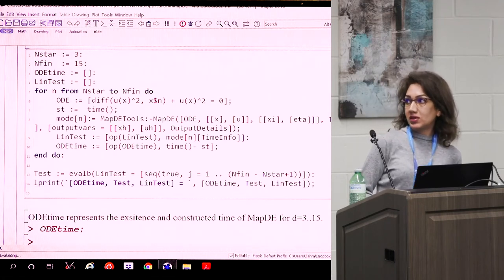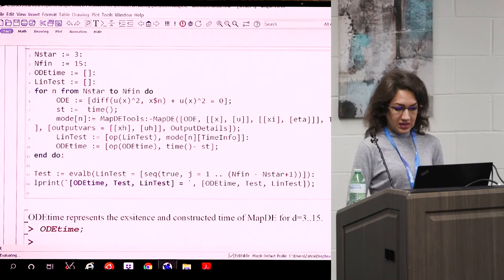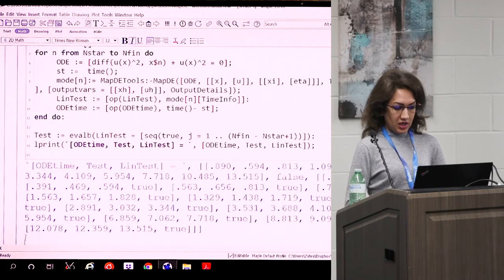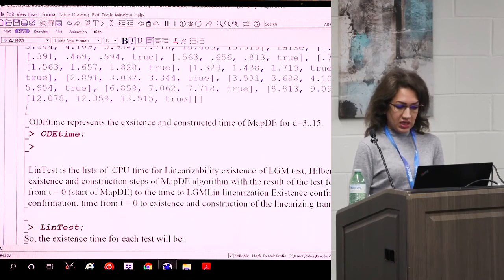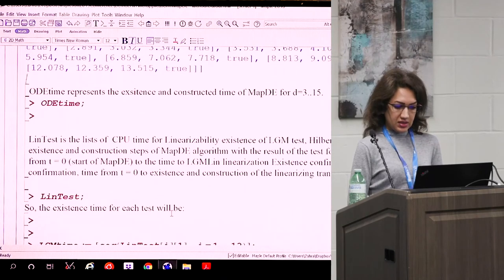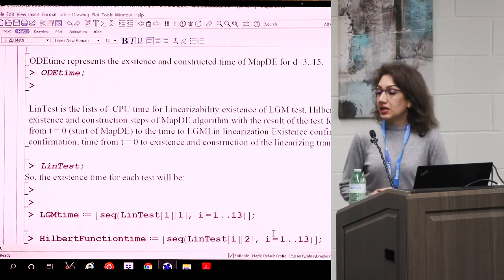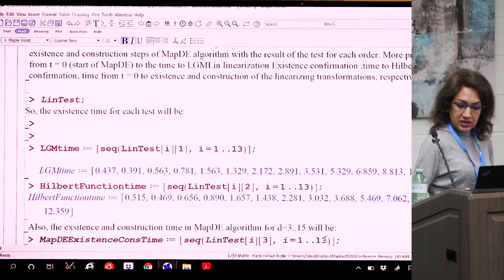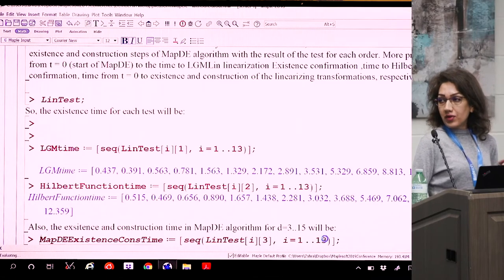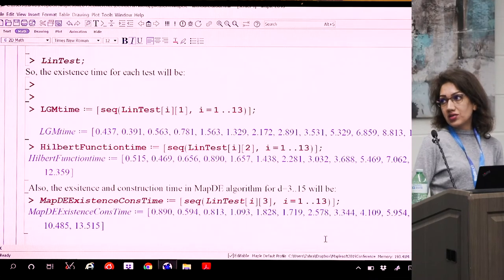For order 3 to 15, we have that. And you can see in their computation, for D bigger than 10, it ran out of memory. And now we can see the Lakoff, Gert, and Michel linearization test. We use the Lie algebra vector field, and we get this time for order 3 to 15. This is the timing for the linearization test of the Hilbert function. And this is the whole time for the linearization test and the construction.